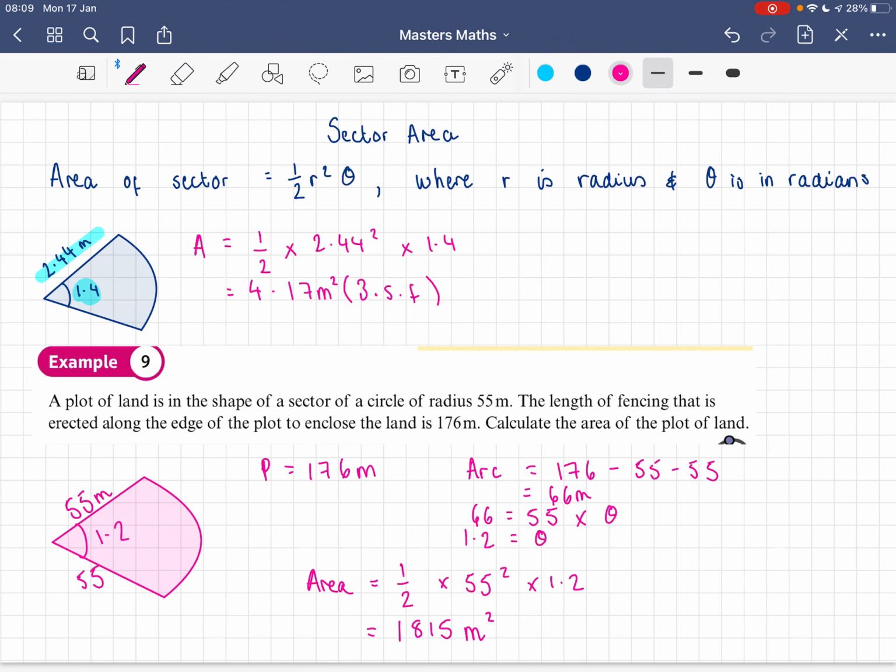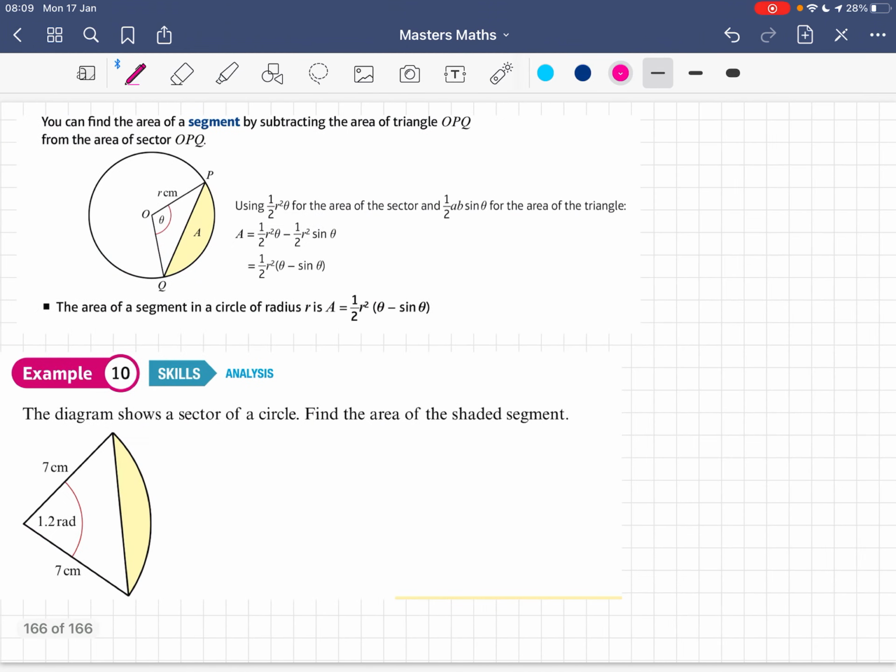But you'll find in an exam question you're always using two or three different things together to be able to work out what they're actually asking for. Now the last part is finding the area of a segment. Now a segment is something like this, a part.